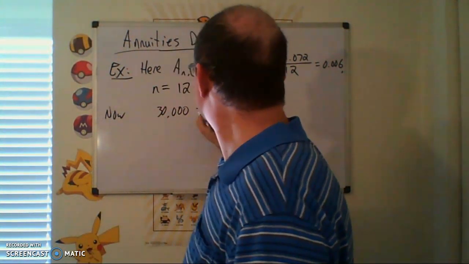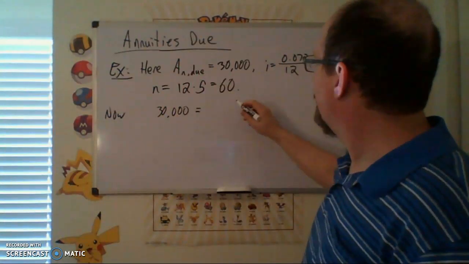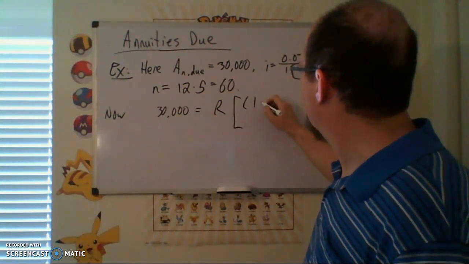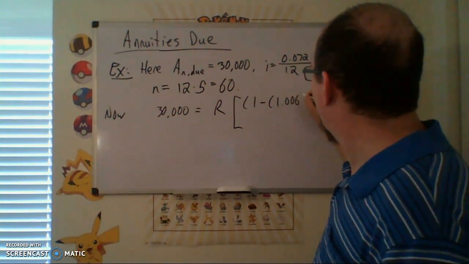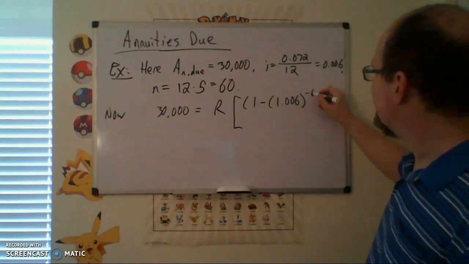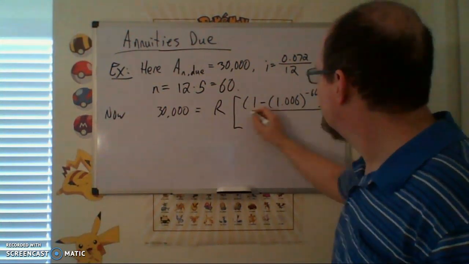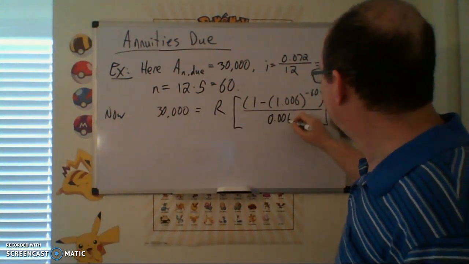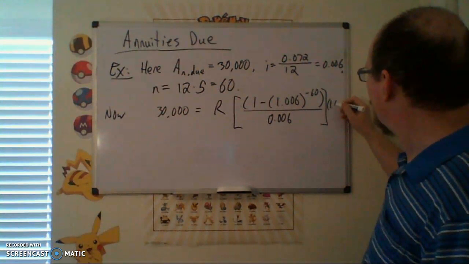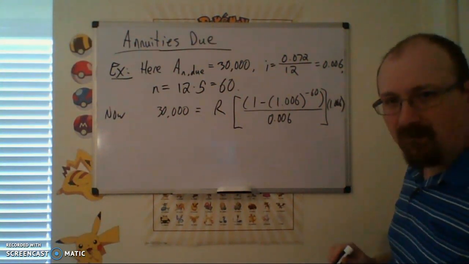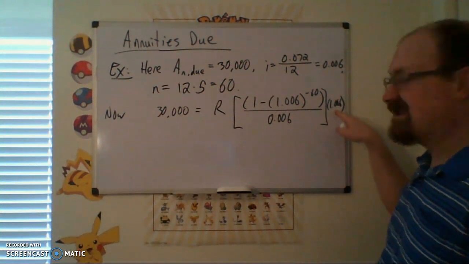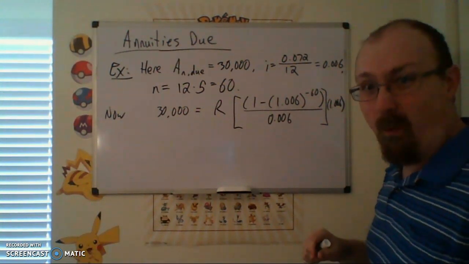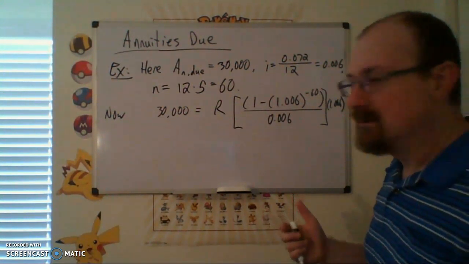So we have 30,000 on one side. On the other, we've got big R, stuff in the parentheses, 1 minus 1.006, because that's the 1 plus i, to the negative 60, close my parentheses, short on space, and down below, 0.006. I need an extra 1. That's hard to read, I apologize. This is 1.006 again, just right there because I can't afford to have to paint my wall if I write it out over there, so I'm sorry.